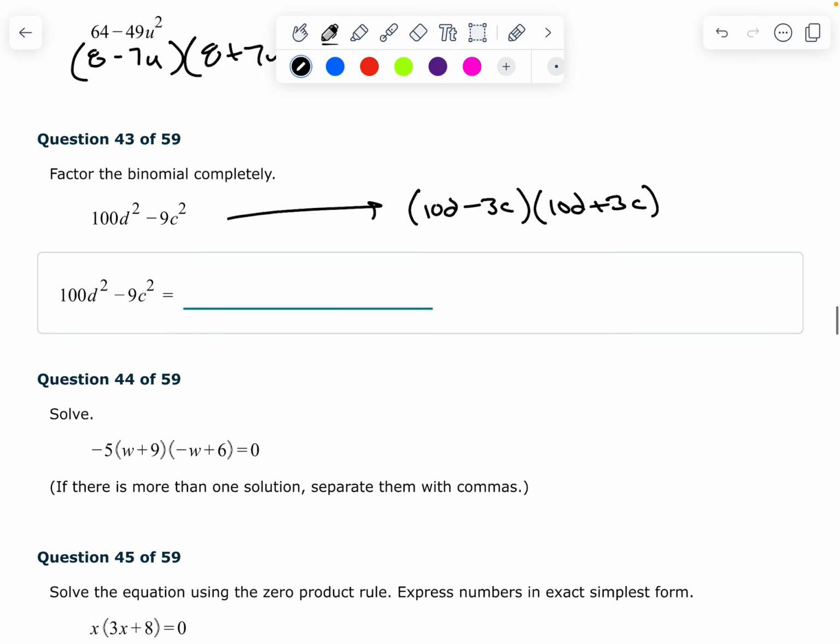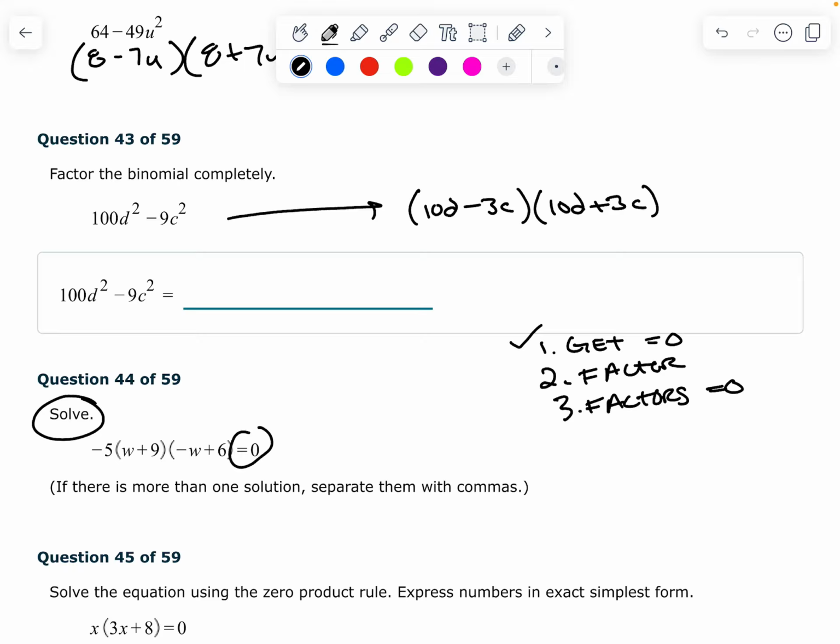Question 44 says solve. With problems like this, the steps to solve are: get it equal to 0, factor it, and set the factors equal to 0. The second half of the test is basically that. For this one, step 1, get it equal to 0, it's done. It's already equal to 0, right? Doesn't matter if the equal 0 is on the left or the right, as long as there's an equal 0 somewhere. Step 2, factor it, done. It's already factored. Step 3, set the factors equal to 0.